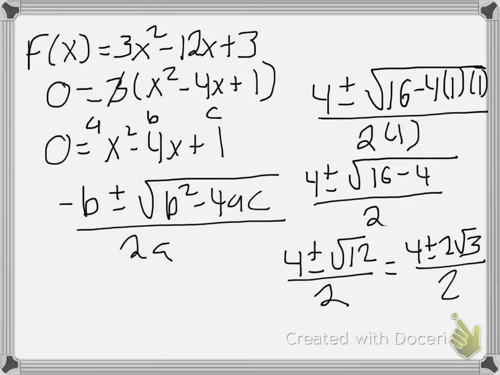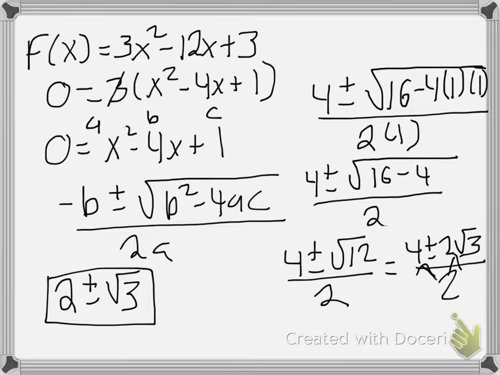Now you can divide that 2. It goes into the 4 and it goes into this 2. So you end up with 2 plus or minus the square root of 3. That's it. That's the answer. Please stop taking the square root of 3. Don't do it. That gives you an imprecise answer.